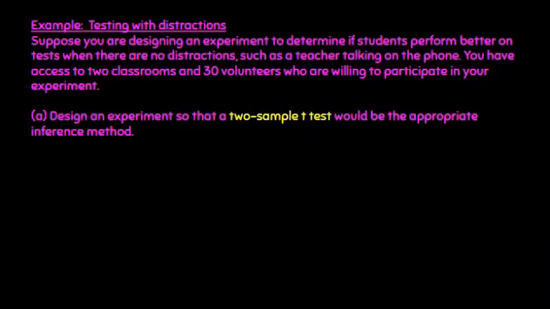So suppose you're designing an experiment to determine if students perform better on tests when there are no distractions, such as the teacher talking on the phone. You have access to 2 classrooms and 30 volunteers who are willing to participate in your experiment. So A says, define an experiment so that a two sample t-test would be the appropriate inference method. So 2 samples, 2 unique groups having 2 different treatments. So here's how I would describe that.